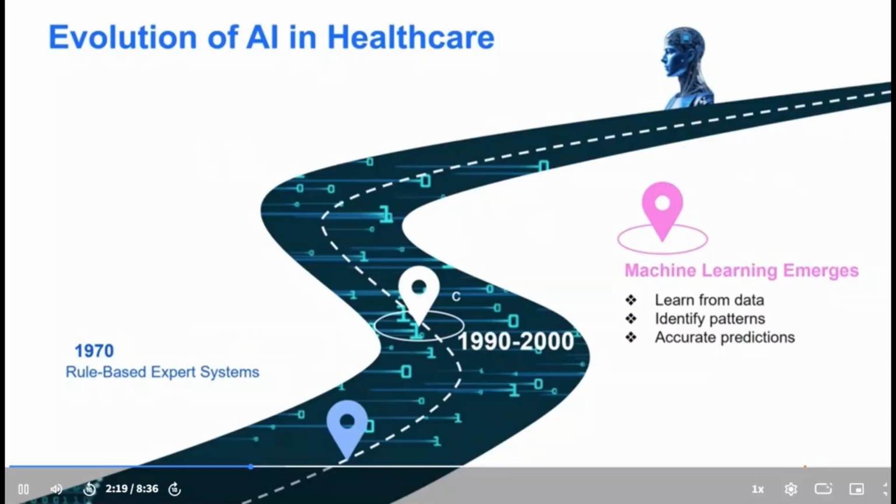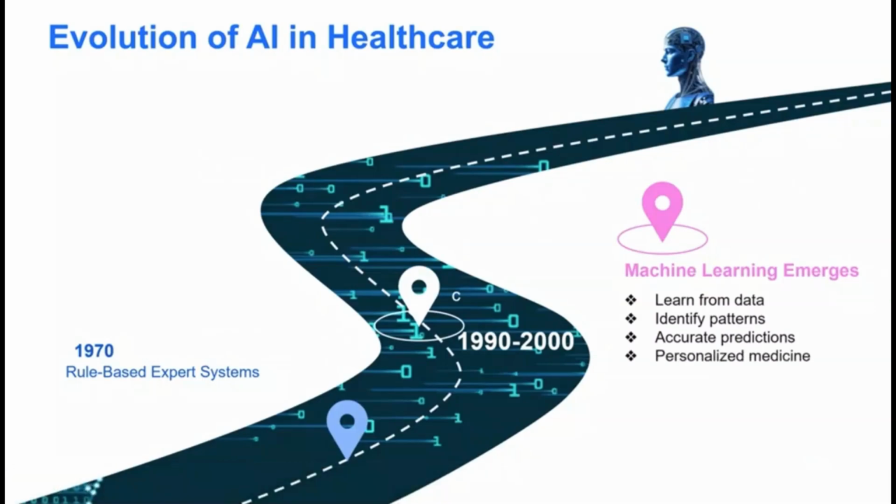This leap in technology marked the beginning of personalized medicine, as AI became capable of analyzing patient-specific data to tailor treatments to individual needs. Machine learning algorithms also paved the way for greater automation in healthcare, with AI being used in diagnostic tools, patient monitoring, and even surgical robotics.